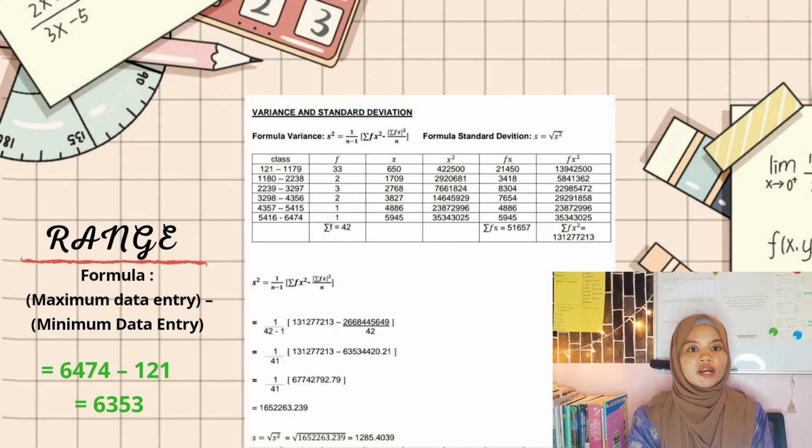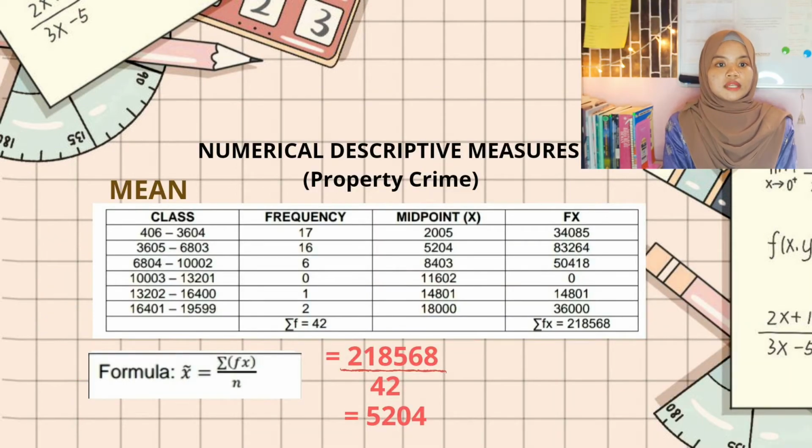For the formula, you can see it in the slide, and I give the answer step by step too. The total answer for variance is 1652263.239, and for SD you can use the square root of the variance. We get a total SD of 1275.4039. Next is the property crime table.